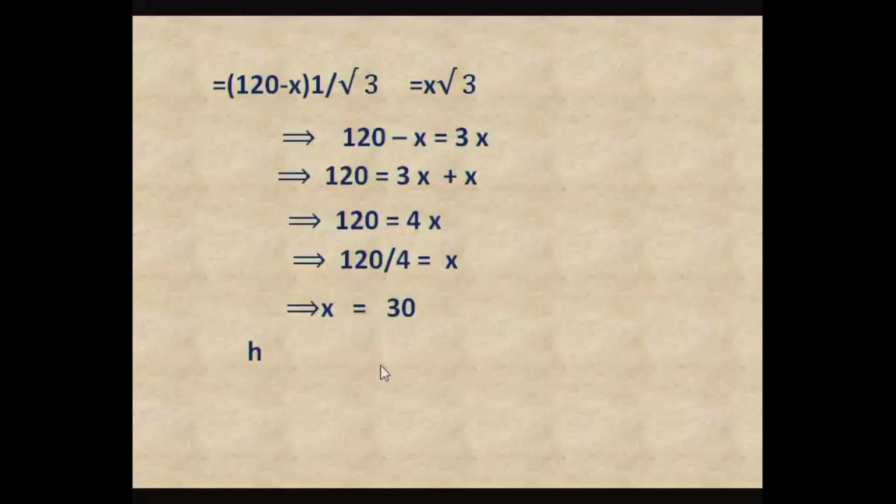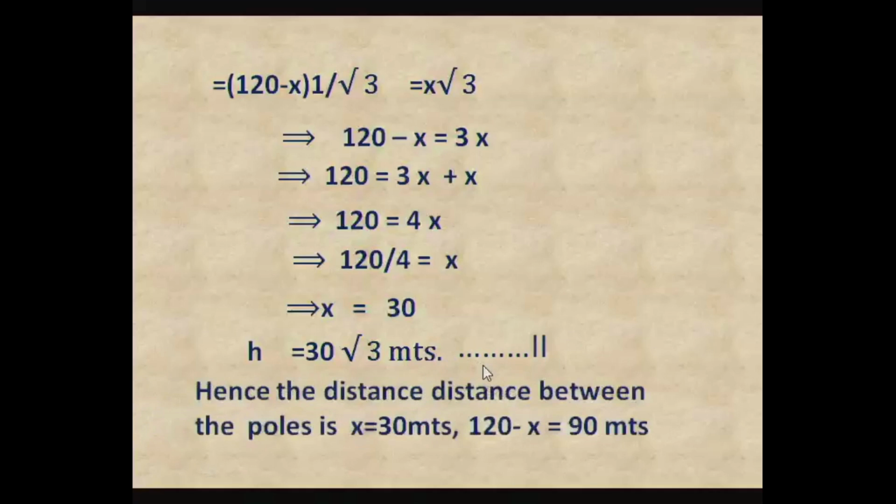We know in the previous slide h is equal to x root 3. See here, h is equal to 30 root 3 meters. As in the given problem, it asked us to find the height of the tower, and the height of the pole we obtained is 30 root 3 meters. Then we have to find one more thing, that is, the point from where the observer is viewing these two poles.